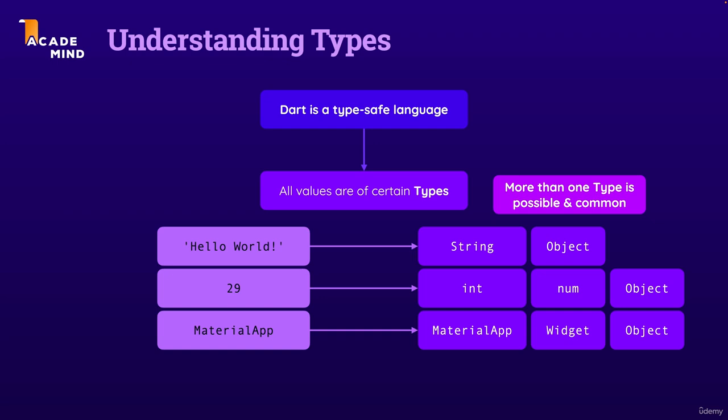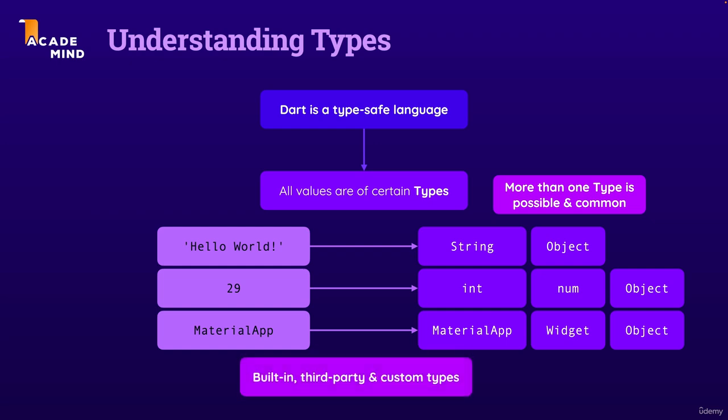So values can be of multiple types. As you see, all values are at least of type object, and then they also have more specific types. And I'll get back to objects and what that's all about a little bit later. And those types are either built into Dart, or provided by a third-party package, or provided by you when creating your own types, which you typically do implicitly.